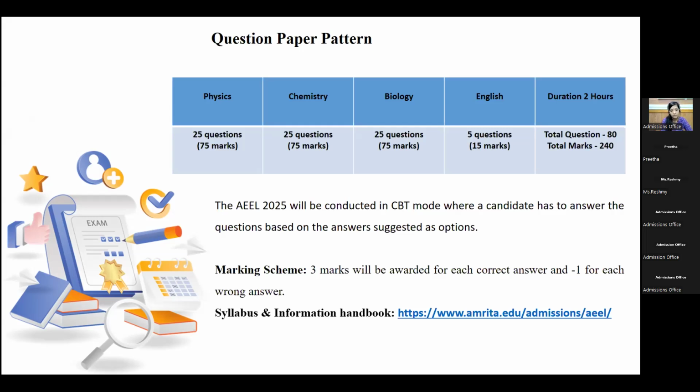Also, kindly note that the exam will be conducted in a computer based test mode. The exam questions would be in MCQ type. 3 marks would be awarded for each correct answer, and 1 mark shall be deducted for each incorrect answer.